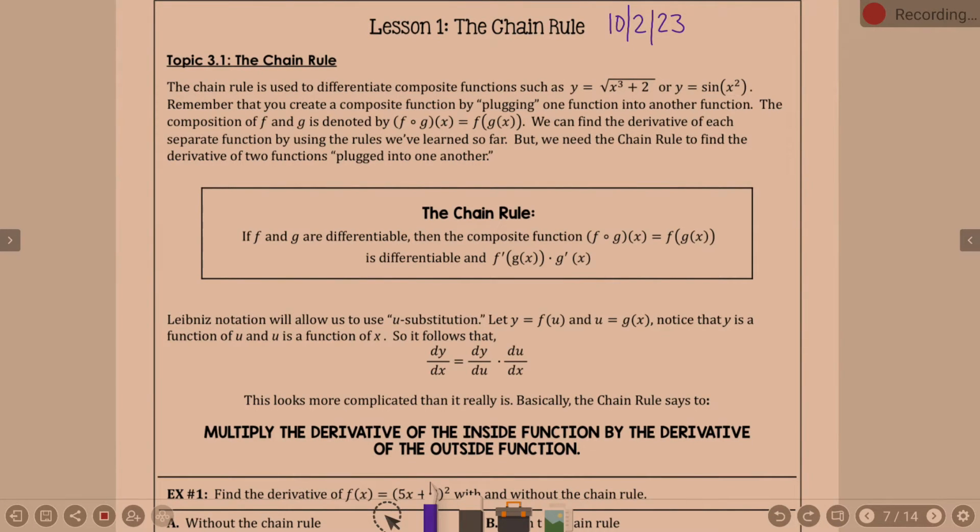Lesson 3.1, the chain rule. So this is more taking derivatives, okay? Notice Unit 3 is differentiation part 2. So this is taking our derivatives farther.